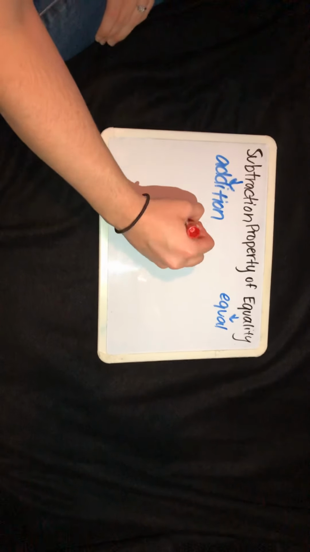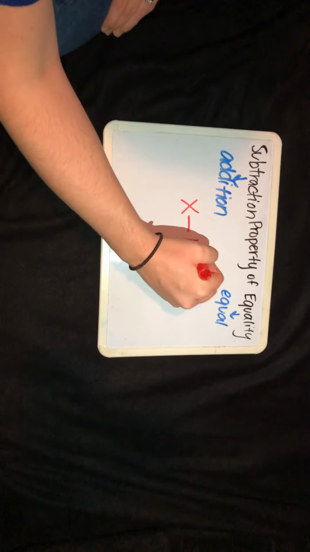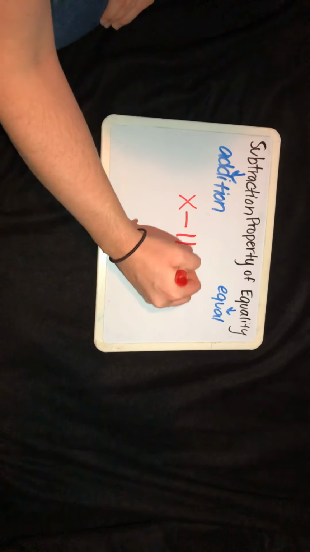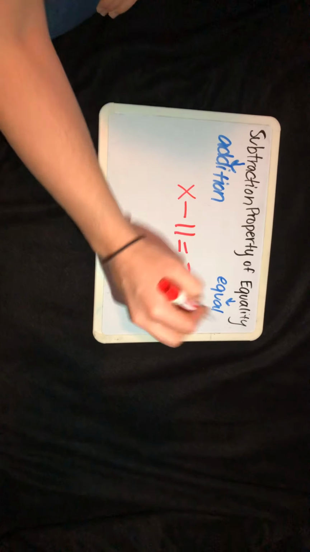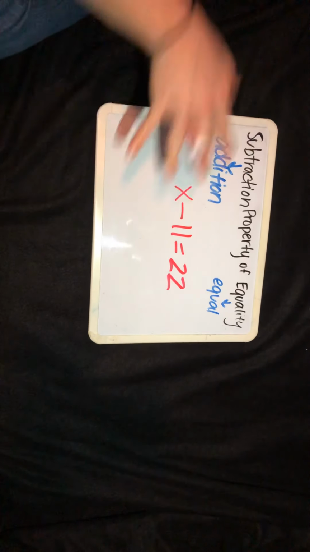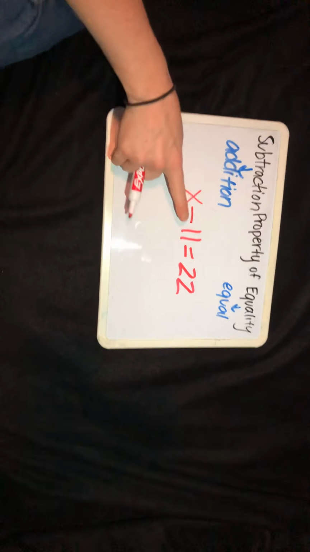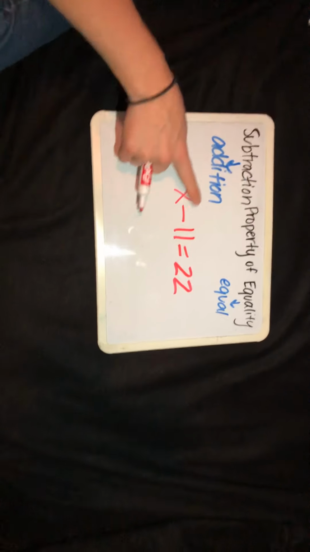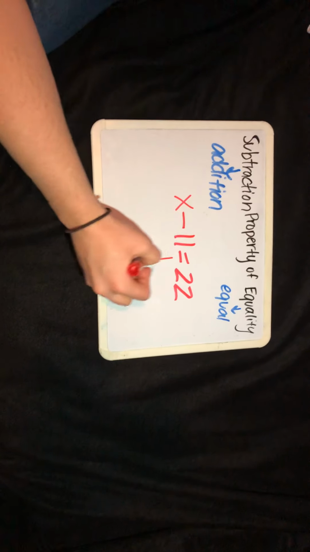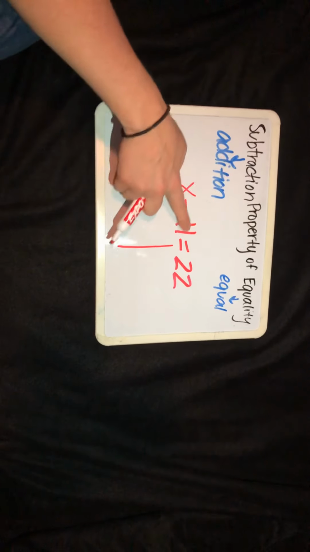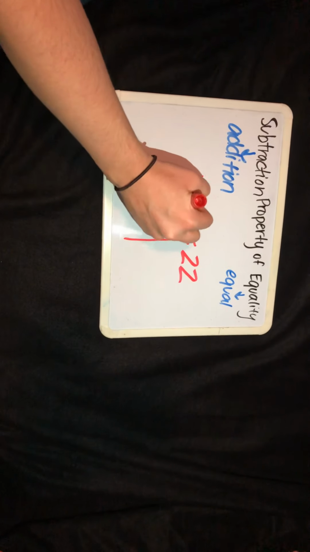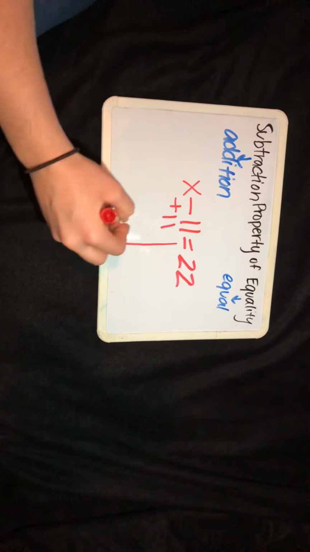So for example, start off easy. x minus 11 equals 22. So now the only thing that's changed in our example is instead of having an addition symbol here, we now have a subtraction symbol. So we're still trying to get x by itself, but I have to do the opposite of what I was doing before. So I'm going to draw my line. And now to undo subtraction, I have to add. So I have to add 11 to each side. Whatever I do to one side, I have to do to the other.